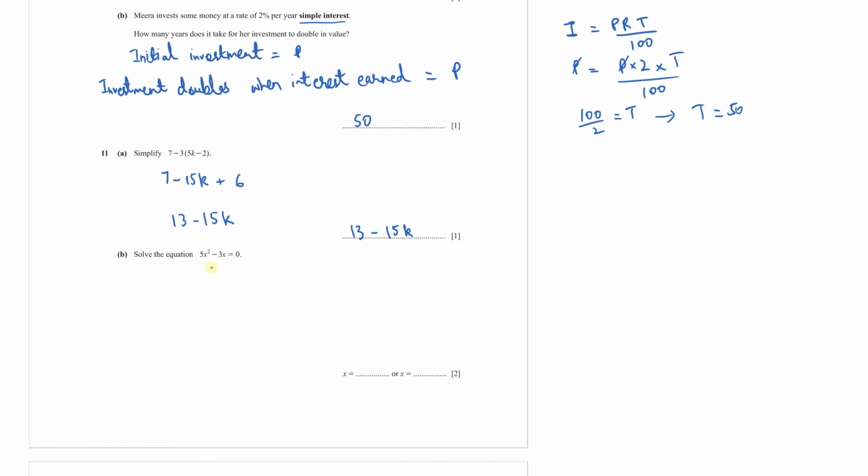Part B is solve this equation 5x square minus 3x equals 0. So I can take x common out of these two. So I will get 5x minus 3 equals 0. So that means either x equals 0 or 5x minus 3 equals 0. And then from this I can find x. If I take this 3 to the other side, I will get 5x equals 3 and x equals 3 over 5. So two possible values of x are 0 and 3 by 5.